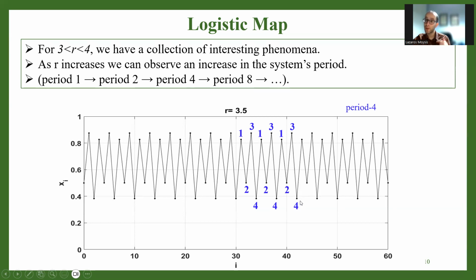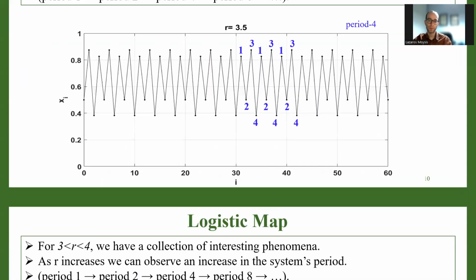So you see how the behavior changed from the previous case. We have again periodic behavior, but on a different level. We went from period 1 to period 2 to period 4, right? What if I increase the parameter a little bit more?